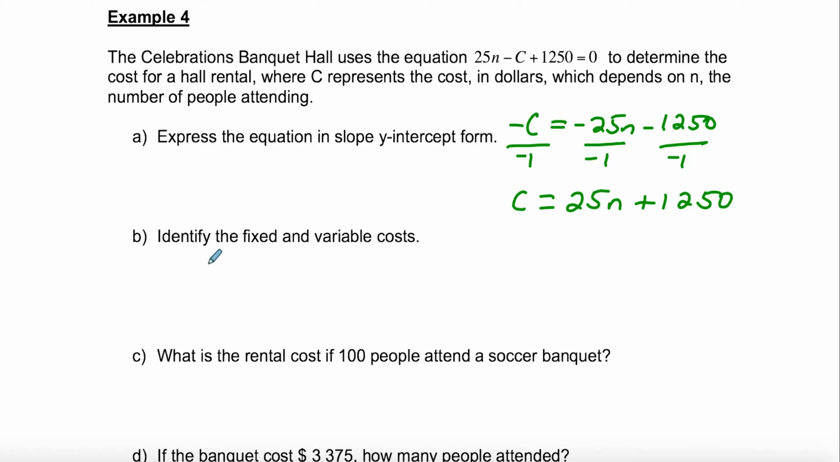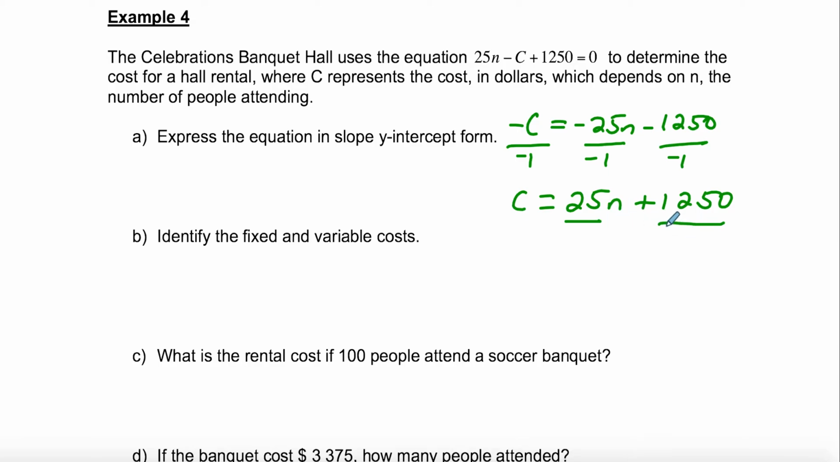And then it says, identify the fixed and variable costs. So this is a good point. I can't really know what the y-intercept is or what the slope is until I rearrange it. So if you're ever asked for a slope or a y-intercept and it's not in slope y-intercept form, rearranging it really helps us understand. So we have a fixed cost here of $1,250 and the variable cost is $25.